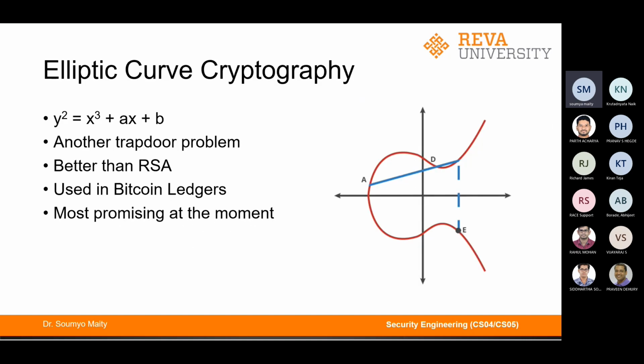The second best asymmetric key cryptography is called elliptic curve cryptography. Maybe in a coordinate geometry class, you have seen this curve, the elliptic curve, and the equation for this curve is y square equals x cube plus ax plus b. If you just draw the equation, it will look something like this. This curve is called the elliptic curve, and it has a very nice trapdoor function.